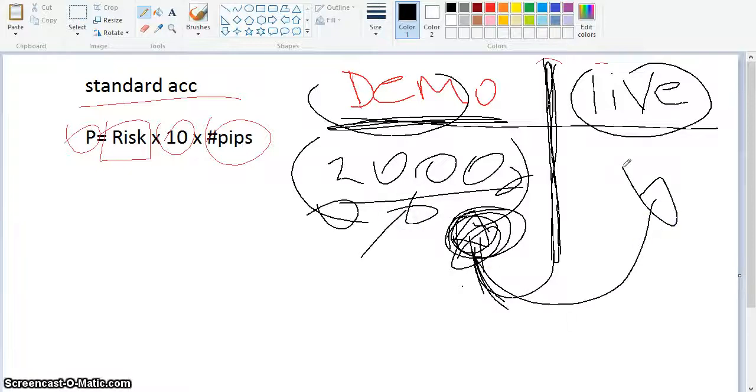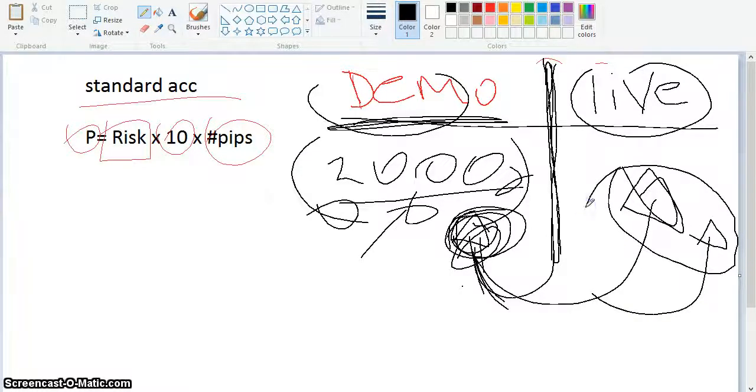Now you can open a live account again with the same broker. You can go to another broker, and then you open a live account. Then you can start, and then you can deposit your money now into Forex. And then if you lose, you'll be losing your actual money. If you're making profit, that profit you're making, you can withdraw and eat.